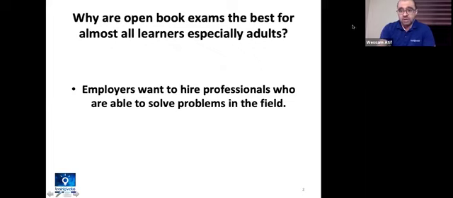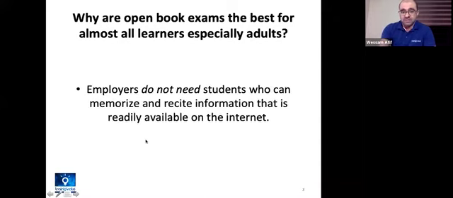All right, so what I want to check here is why are open book exams best for almost all learners and especially adults. Employers want to hire professionals who are able to solve problems in the field. And I think everyone agrees to that. This is very important because closed book exams may not prepare you for this kind of thing. Employers do not need students who can memorize and recite information that is readily available on the internet, especially these days.